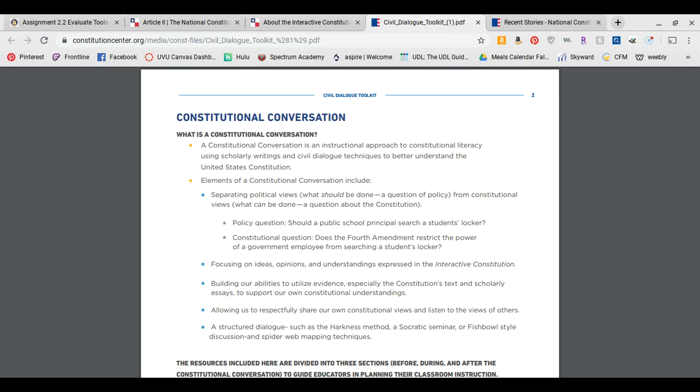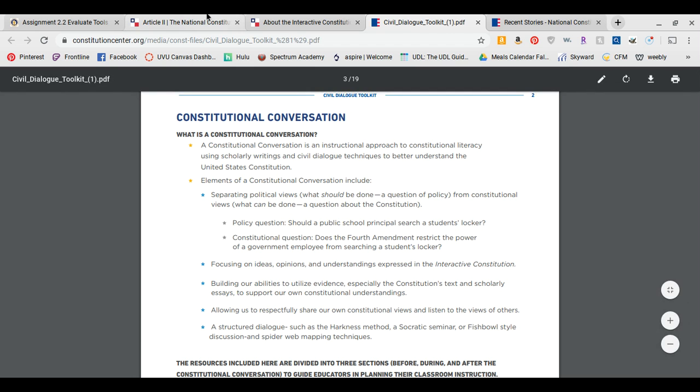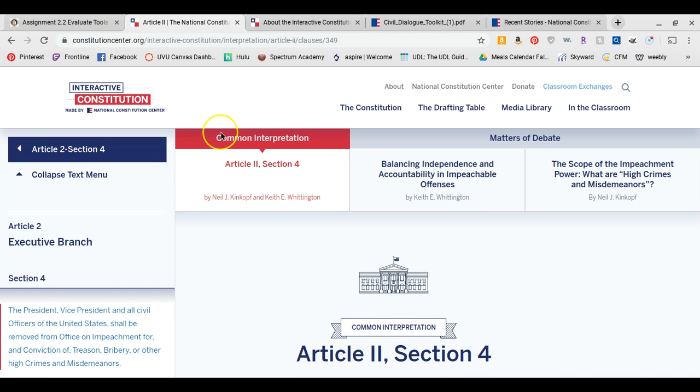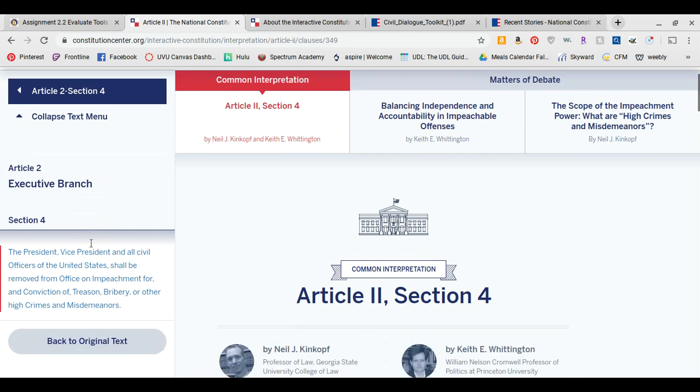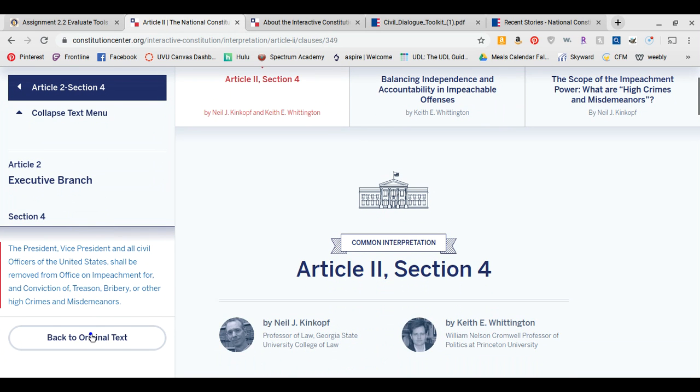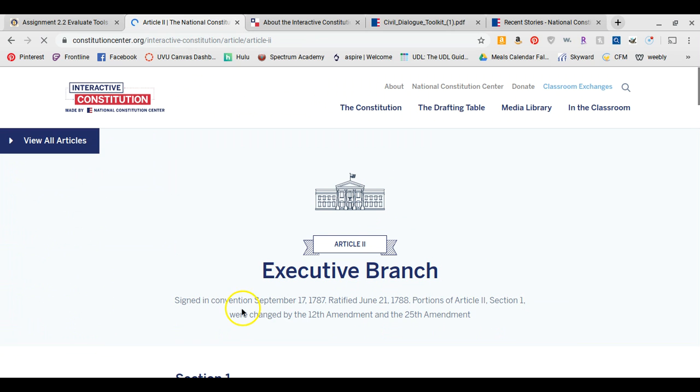So after going through this dialogue toolkit, then I'm going to ask my students to read the Constitution. And so they're going to come over here to the Interactive Constitution, and they're going to click on Article 2. And it's going to have it right here for them on the side, the exact wording. You can go to the original text, and it will give you the exact wording.